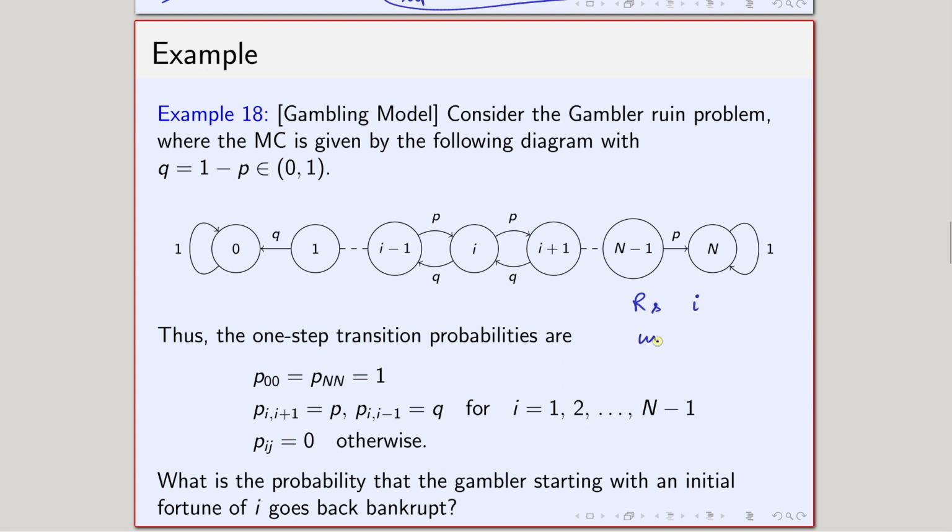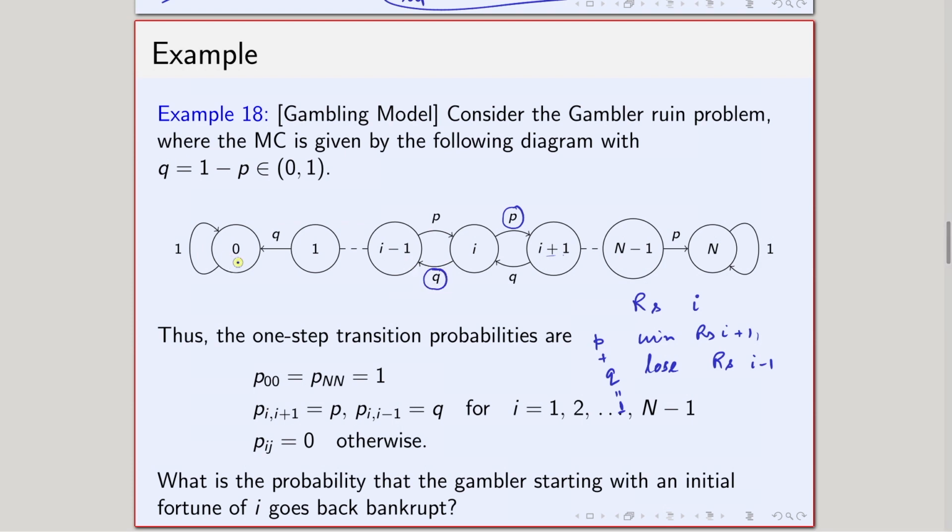So if the gambler wins in the first game, he will have I plus 1 rupee, and if he loses, then he has to pay the casino 1 rupee. So now he will have I minus 1 rupee, and the probability of win is P, and the probability of lose is Q, and P plus Q has to be 1. Okay. So that means from I the state can go to I plus 1 with probability P, the winning probability, and from I the state can go to I minus 1 with probability Q, which is the losing probability.